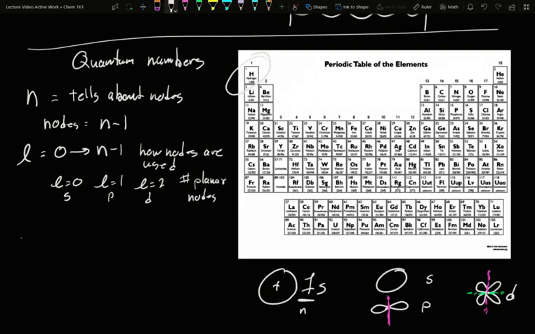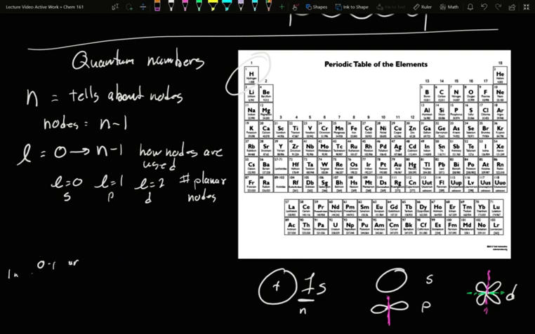So when I had that 2s, well, n told us it was 1 node, and s told us it was 0 planar. This is how we said, well, that means it has to be radial. I had 1 node total, and it could not be a plane. Well, your only 2 options for nodes in 3 dimension are a flat plane or a radius. So any nodes that aren't planar must be radial.